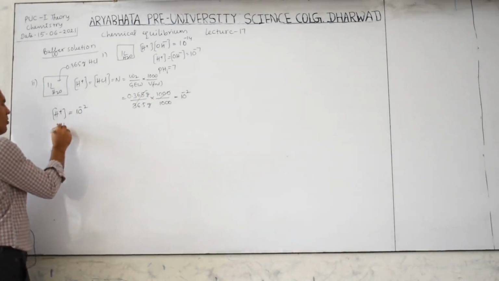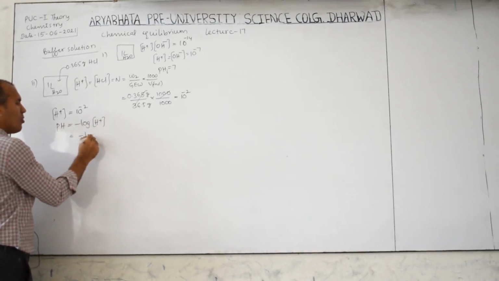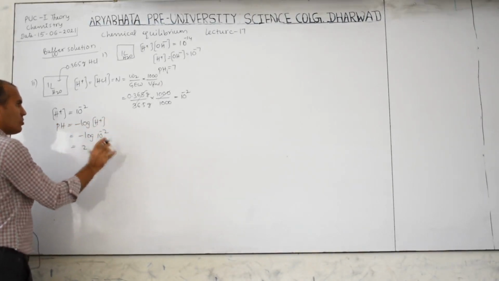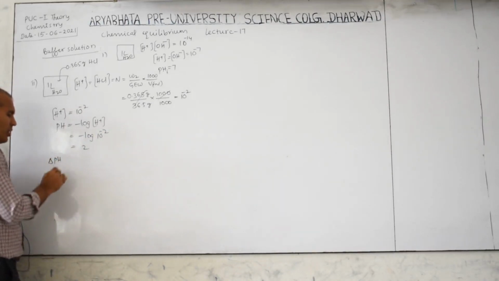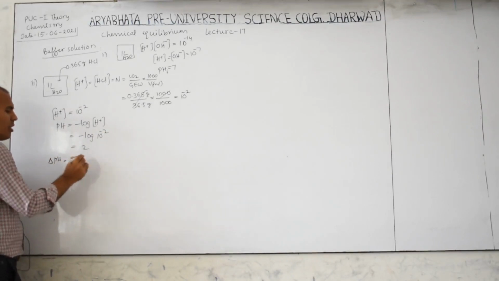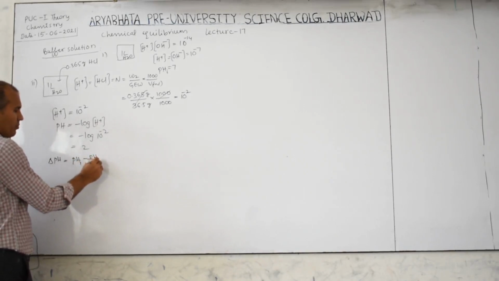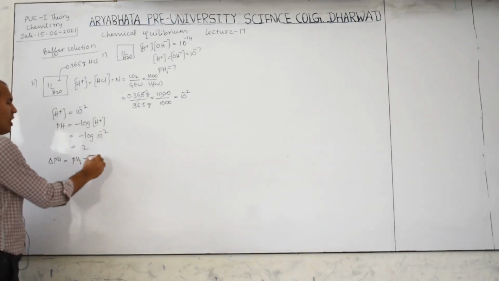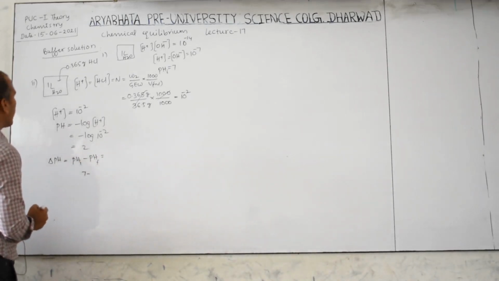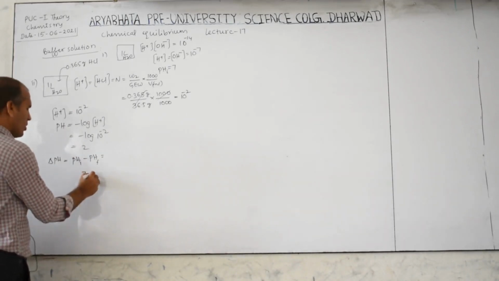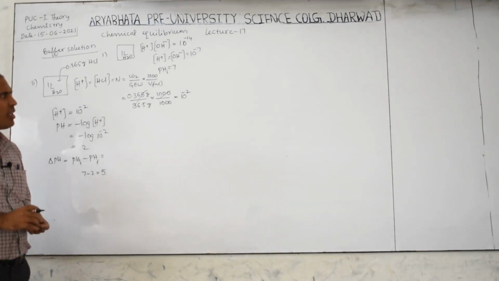Then apply the pH formula. pH is equal to negative logarithm of H plus ion concentration, which equals negative logarithm of 10 power minus 2, that equals 2. Now the pH change, delta pH, means pH initial and pH final. This is the final pH. Higher minus lower, that is the pH change I am calculating. 7 minus 2, the answer is 5. Then pH has decreased. pH decrease means acidic nature.